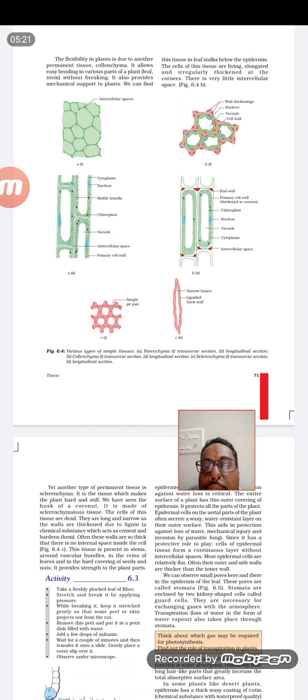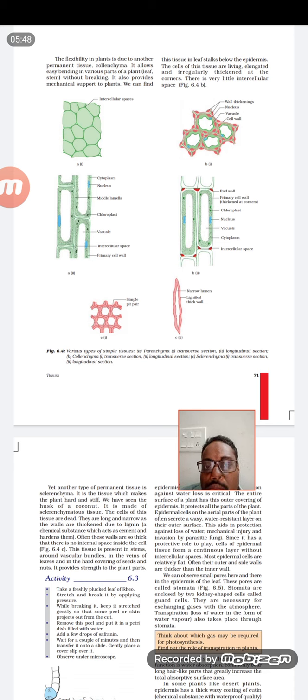Apart from this, most of the simple permanent tissues form the epidermis of any type of living plant, and this epidermis protects the plant from the invasion of any type of bacteria. To protect that, they have waxy secretions on it, and it will not allow much water to go in.